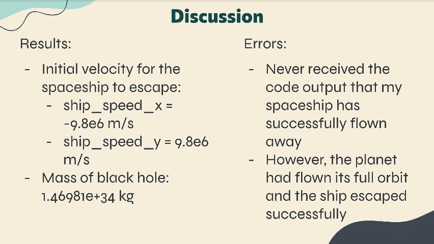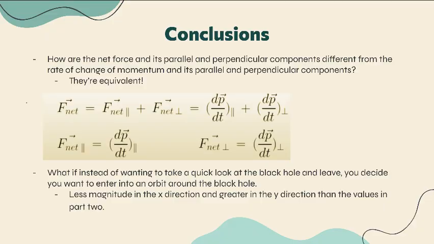And then moving into the errors that happened in my lab, I never received the code output that my spaceship had successfully flown away, but I also didn't get the error message. It just kept going and orbiting around and around, but never gave me that confirmation output. But you could see that the planet had flown its full orbit and the ship escaped successfully. So I'm not sure why that happened, but that is a potential error. And then finally, we'll move into the conclusions.